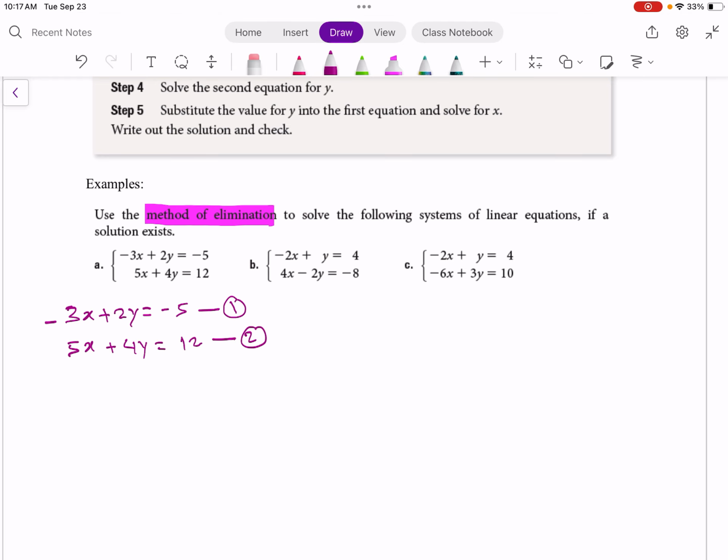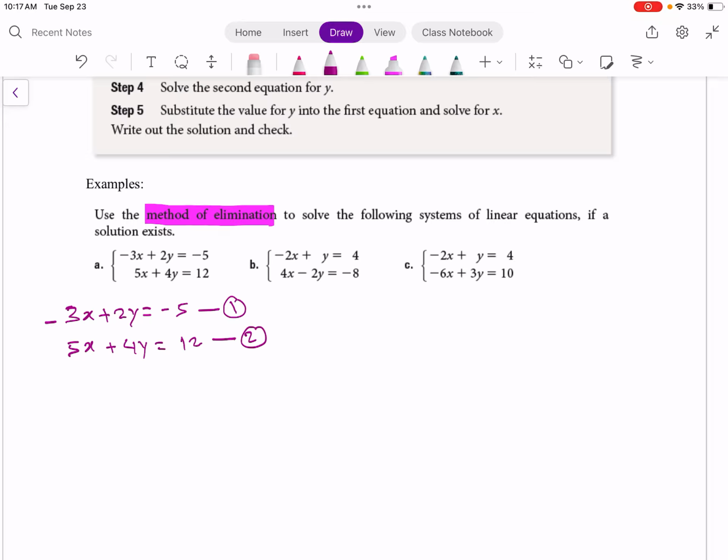Now in this method, our target is eliminating one variable. Now we have two variables, right? In each equation we have two variables. Now we have to eliminate one variable by adding or subtracting these two equations. Now what variable do you want to eliminate? You can eliminate any variable, x or y, it does not matter. Okay, so let's try to eliminate y.